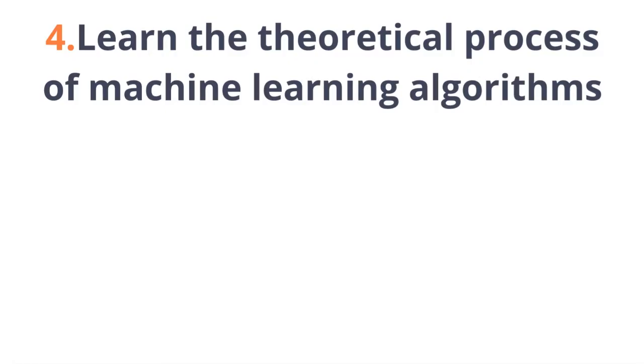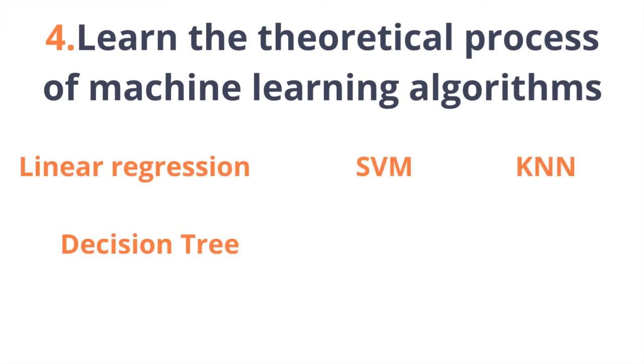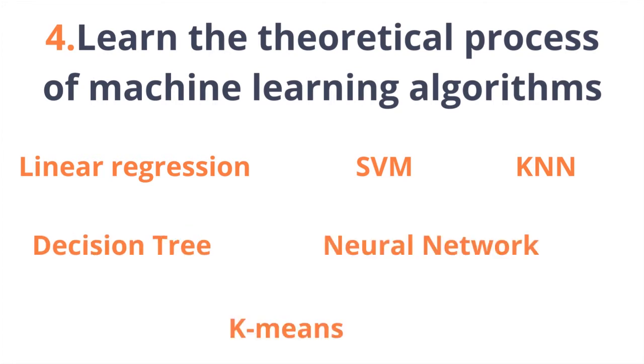Step number 4, learn the theoretical process of machine learning algorithms. Generally, the algorithms are the method by which the AI system conducts its tasks. So it is important to have some theoretical knowledge about different models and different algorithms in machine learning. The most important ones are linear regression, SVM, KNN, decision tree, neural network, and K-means. There are a lot more algorithms that you can dig into, but these are some of the most popular algorithms that you can check out.